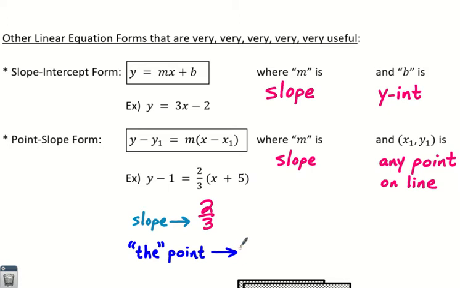So our x1, this says plus 5. You know what that means? That means our x1 is actually negative 5, because you could think of this as saying minus a negative 5 to get the plus 5. And over here, it's minus y1, so y1 is just 1.